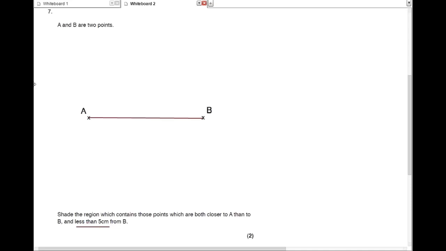So first of all, let's construct the perpendicular bisector. What's the strategy of drawing the bisector, the normal bisector?